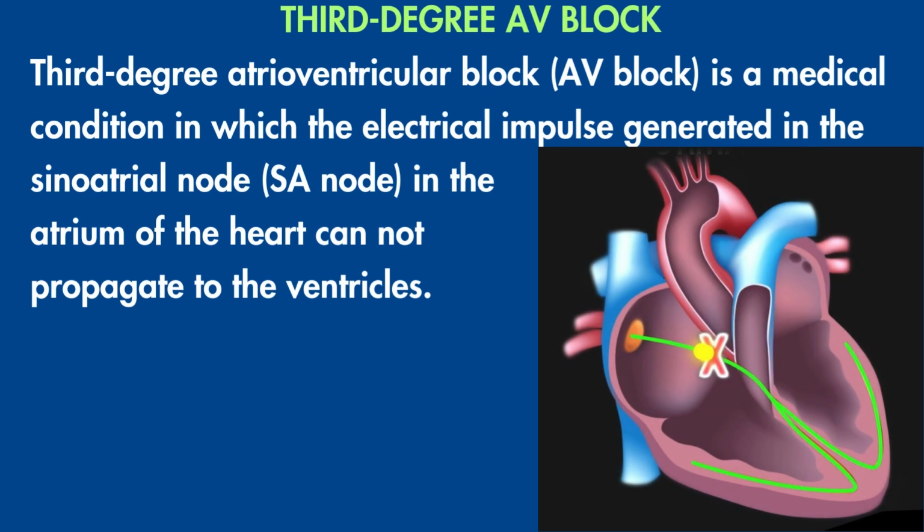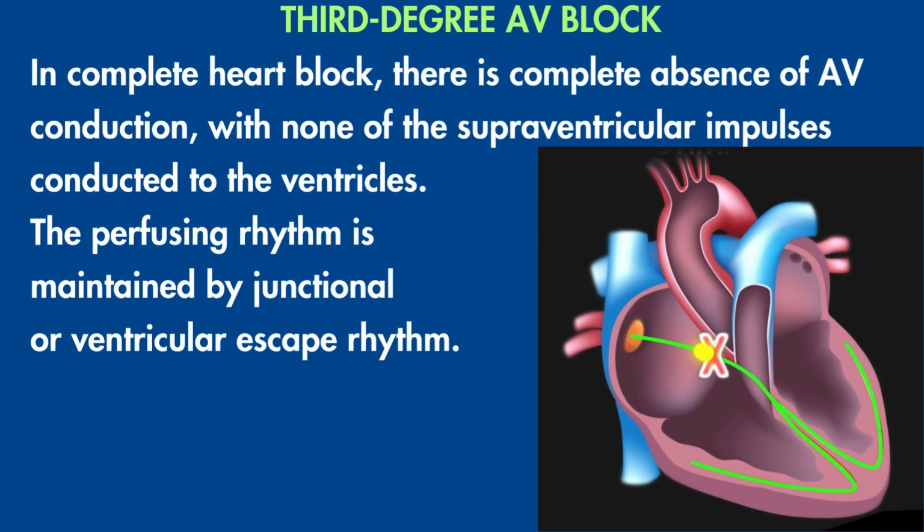Next is third-degree AV block, or complete heart block. Third-degree AV block is a medical condition in which the electrical impulses generated in the SA node in the atrium of the heart cannot propagate to the ventricle. In complete heart block, there is complete absence of AV conduction, with none of the supraventricular impulses conducted to the ventricles. The perfusing rhythm is maintained by a junctional or ventricular escape rhythm.